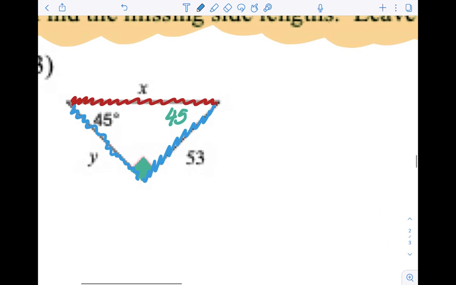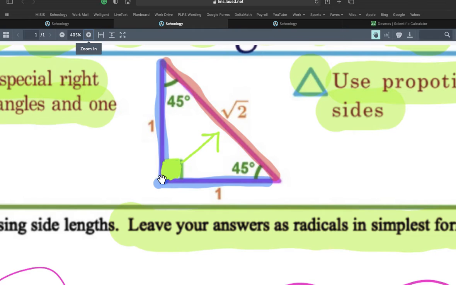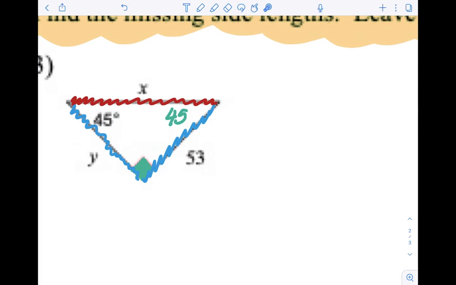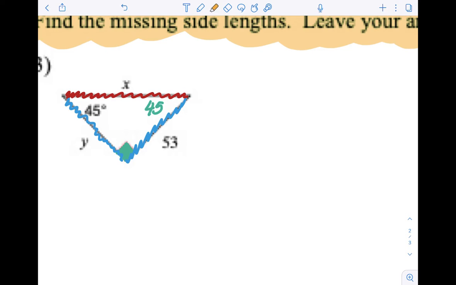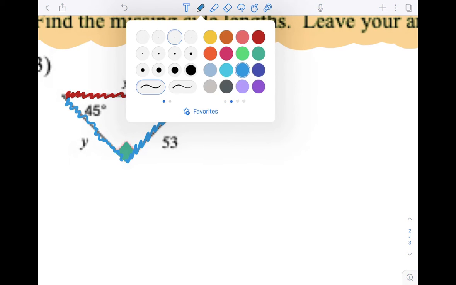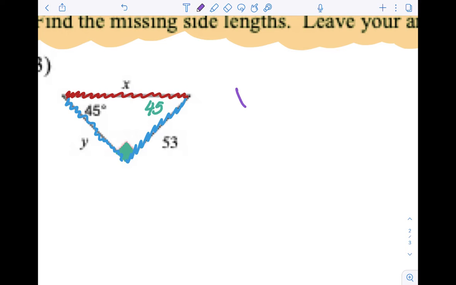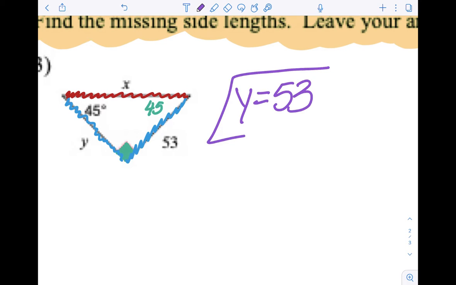All right. So since I'm going to do my easiest one, since this is blue and this is blue, that means that they are equal. And they are. Blue and blue, 1 and 1. They are equal to each other. So that means that y is equal to 53. So I'm going to say here, y is equal to 53, and I'm done. Easy. Okay?